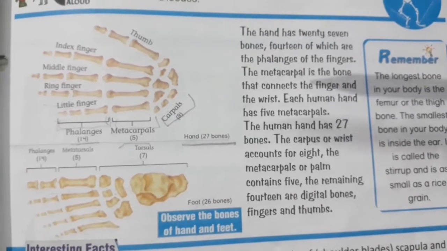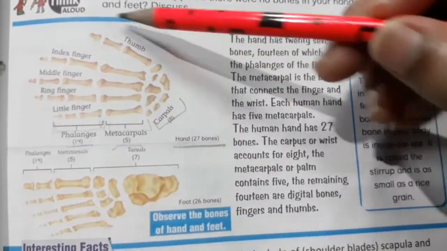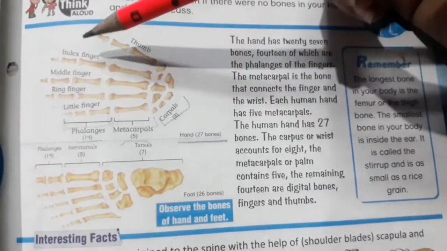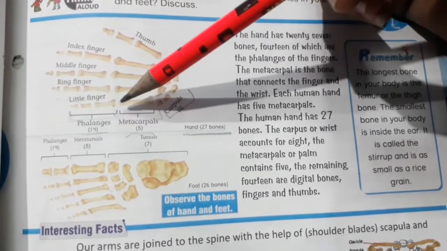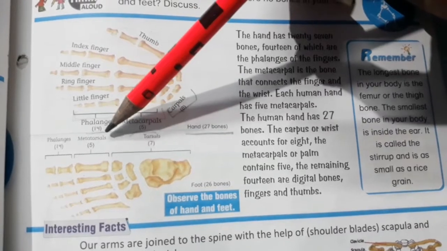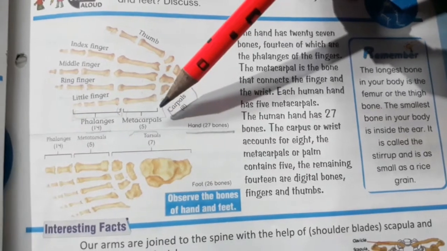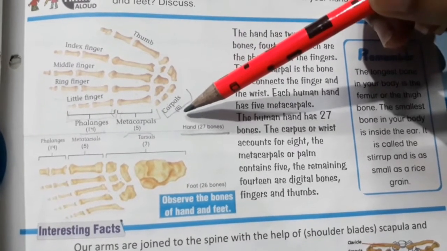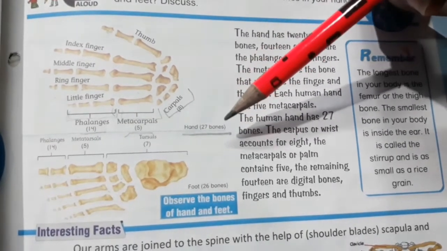Okay students, now let us see the diagram of the bones of the hand and feet. This is the diagram of the hand. We can see this is the bone of the thumb, this is the bone of the index finger, this is of the middle finger, this is of the ring finger, and this is of the little finger. These bones are called phalanges, which are 14 in number. These bones are called metacarpals, which are 5 in number, and these bones are called carpals or wrist, which are 8 in number. So in total in our hand there are 27 bones.